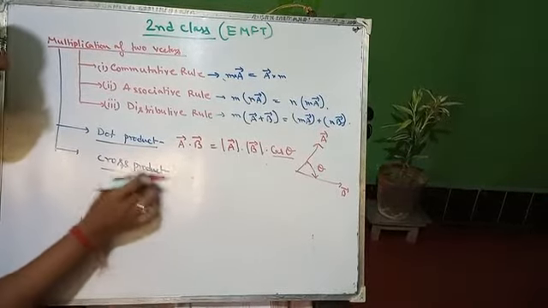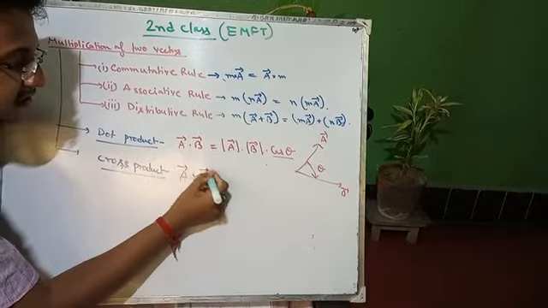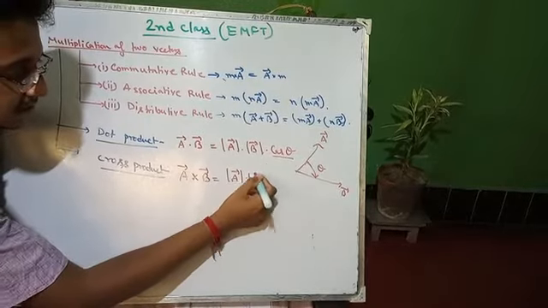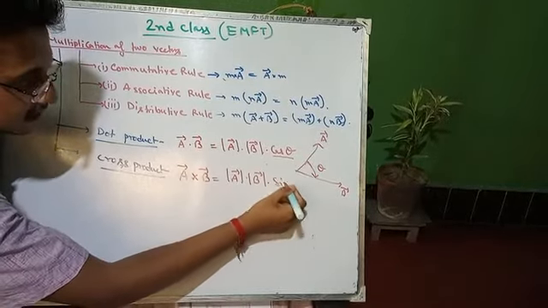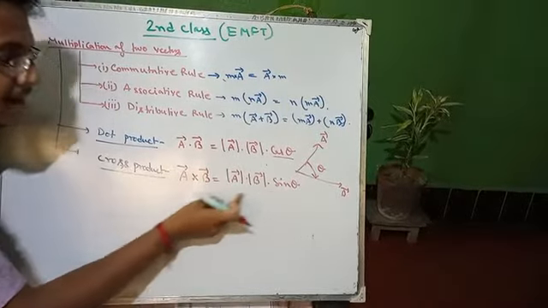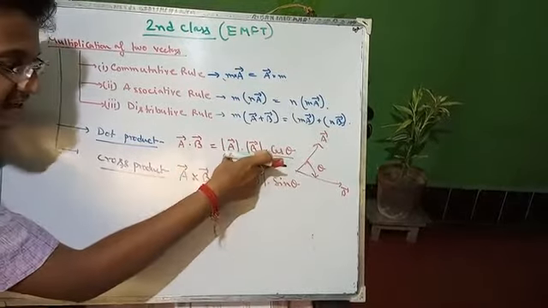Okay, so now cross product. What is a cross product? A vector cross B vector can be written as A vector multiplication with B vector into sine theta. So what is sine theta? Always remember, this sine theta part produces a vector quantity. Whereas A dot B results a scalar.